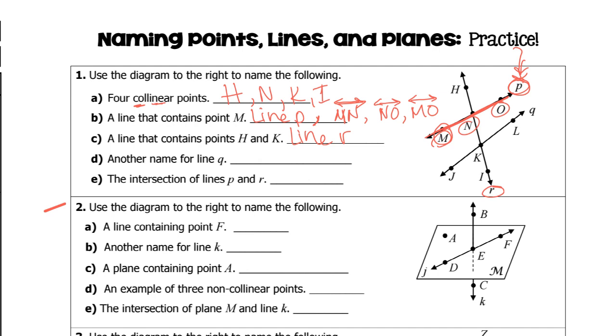Part D wants another name for line Q. So we actually just talked about that in Part B. So JK, and remember, there's other letters you could have used as well. The intersection of lines P and R. Well, the intersection of lines is a point. So let's look at P and R. So here's line P, and here's line R. The intersection is point N.